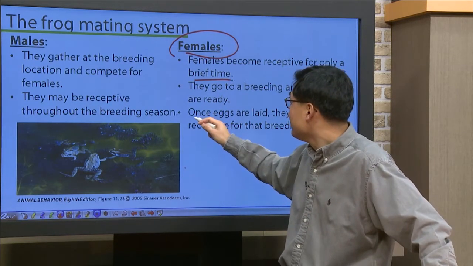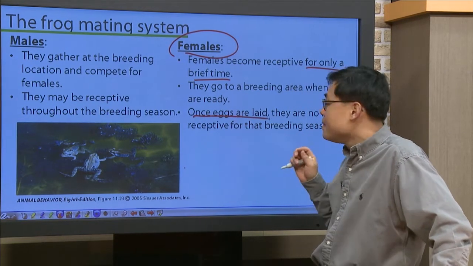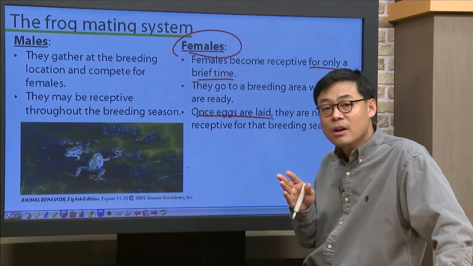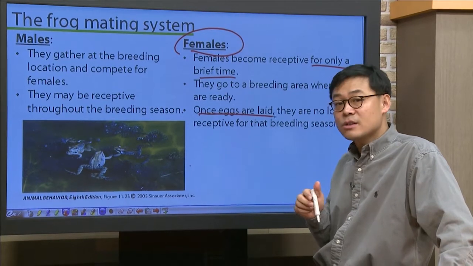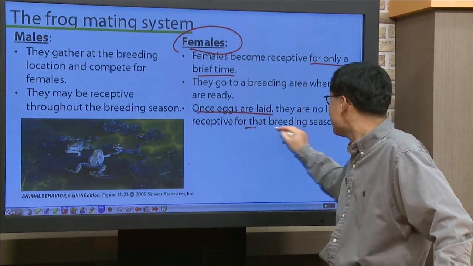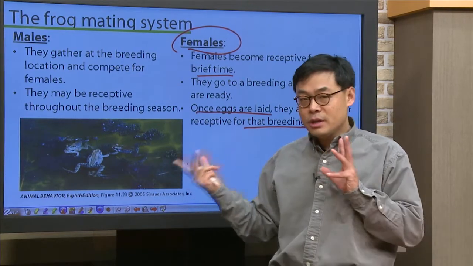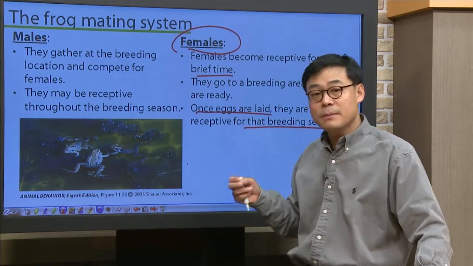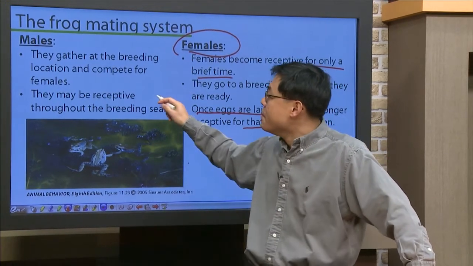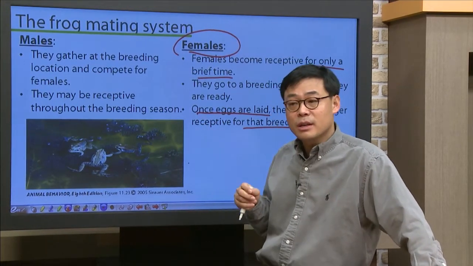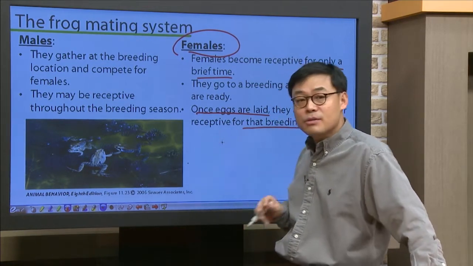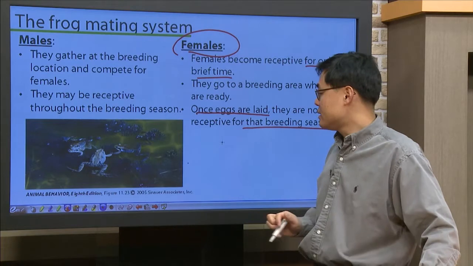Then they lay eggs. Once the females lay eggs, they are done for that season, so they are not receptive anymore for that breeding season. So here we see the huge difference in receptivity between the males and females in the breeding season. Males potentially can be receptive for the entire breeding season, but the females are receptive only a very short time in the breeding season.